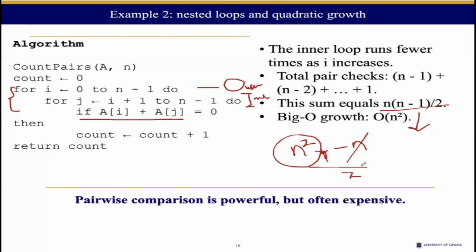So this is not a dominant term. This is also not a dominant term. In terms of growth rate, it will grow in the dominant term, and this is typical quadratic. Comparison is powerful, but it's always growing in a quadratic fashion, so it becomes expensive to compare.